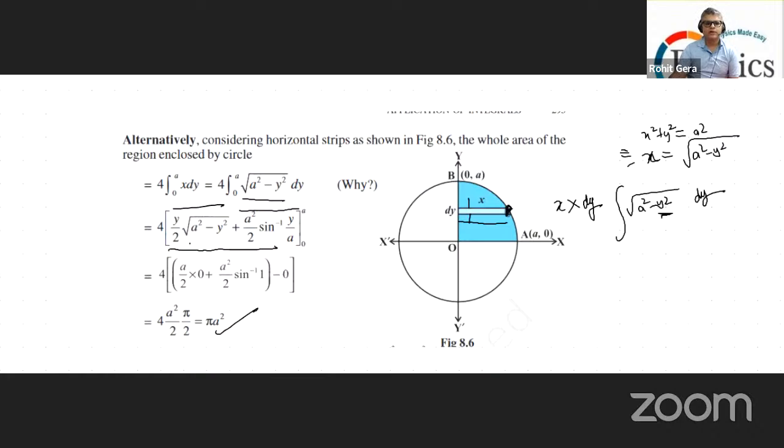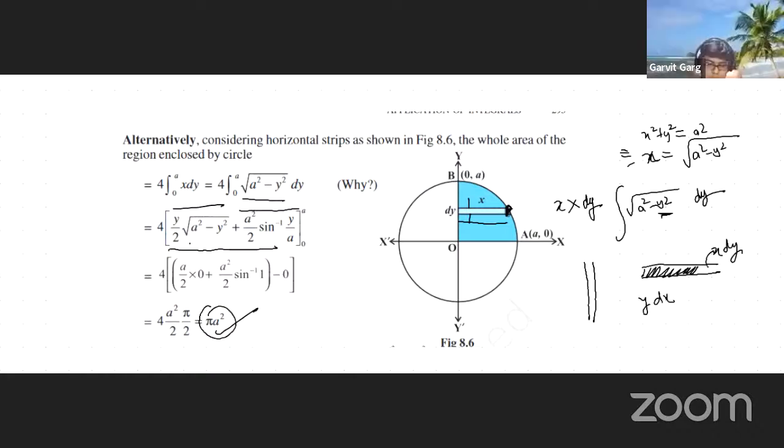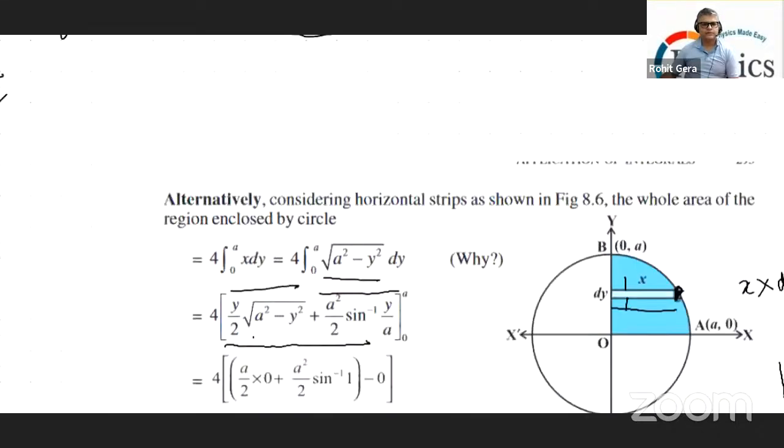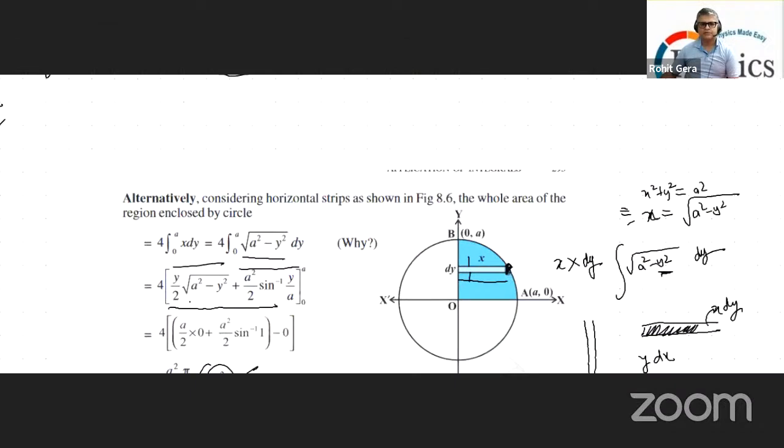Whether you take an elementary area which is vertical or a horizontal area, this will become x dy, whereas the other one becomes y dx. But the answer you can see is the same. Makes no difference. Okay. All right. Let me go to the next page. If you know how to do the elementary area and what y or x is equal to, then it's integration only.